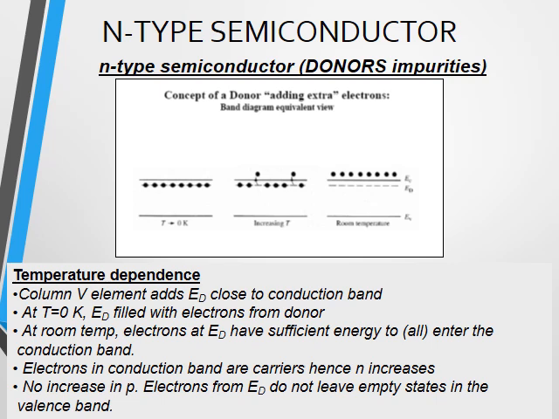The electrons donated by the donors are also influenced by the temperature. At T equal to 0 Kelvin, ED is filled with electrons from the donor. When the temperature increases, electrons will have energy to move to conduction band. At room temperature, all electrons at ED have sufficient energy to jump to conduction band. Electrons in conduction band are carriers, hence n naught increases but no increase in holes, or p naught, because no holes are created in the valence band.